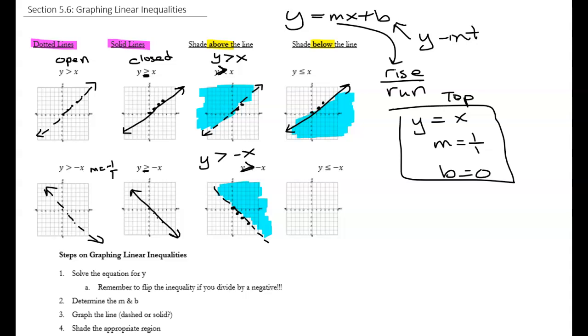Okay, and then here's the last one. And again, solid line because it's underlined. I put my pencil on the y-intercept and I shade below it, and that's this side of the line. Okay. So that's the first basics you have to do, is know whether you're going to shade above or below and what type of line you're going to have.